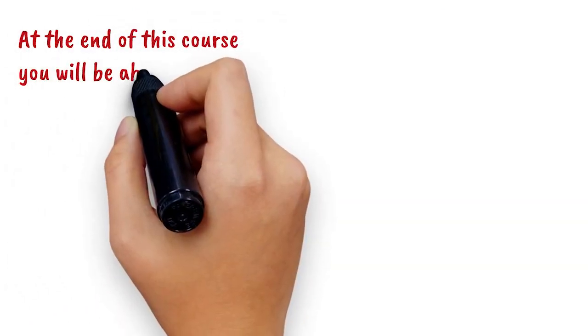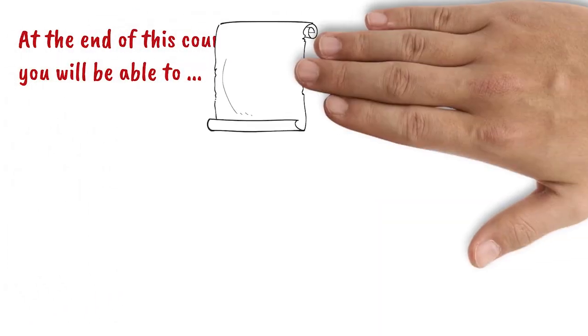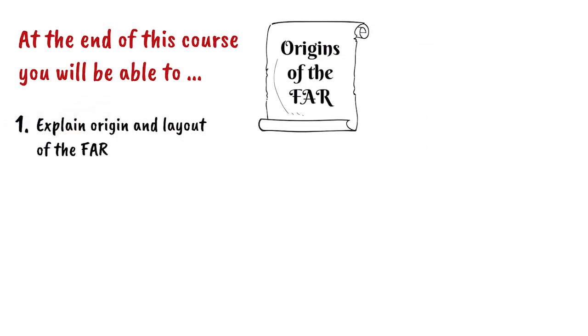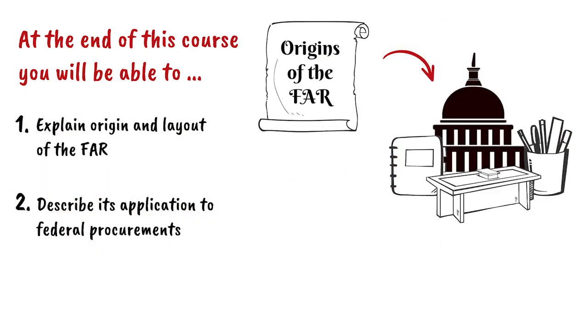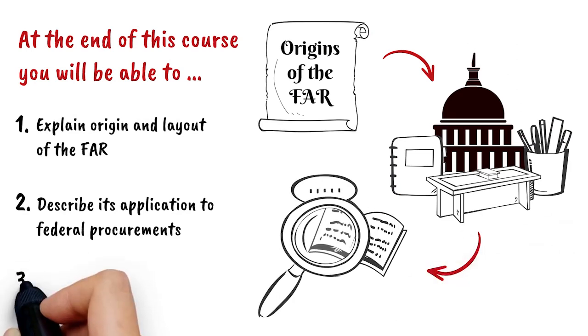At the end of the course, you will be able to explain the origins of the FAR and its layout, describe its application to federal procurements, and locate pertinent information.